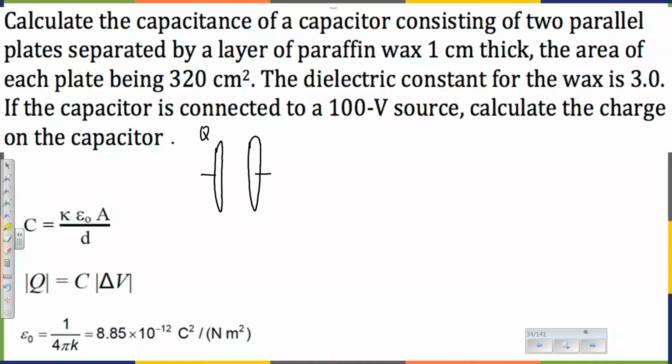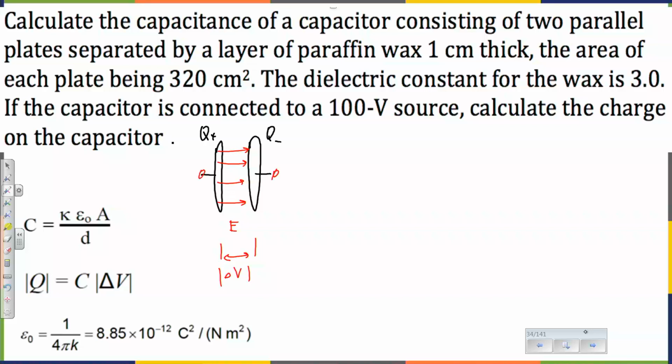So let's say this plate carries positive charge, this plate carries a negative charge. Here, between the plates, we should have a uniform electric field which points from plus to minus, from high to low. Here, between the plates, we also should have a certain potential difference, or people call it voltage.